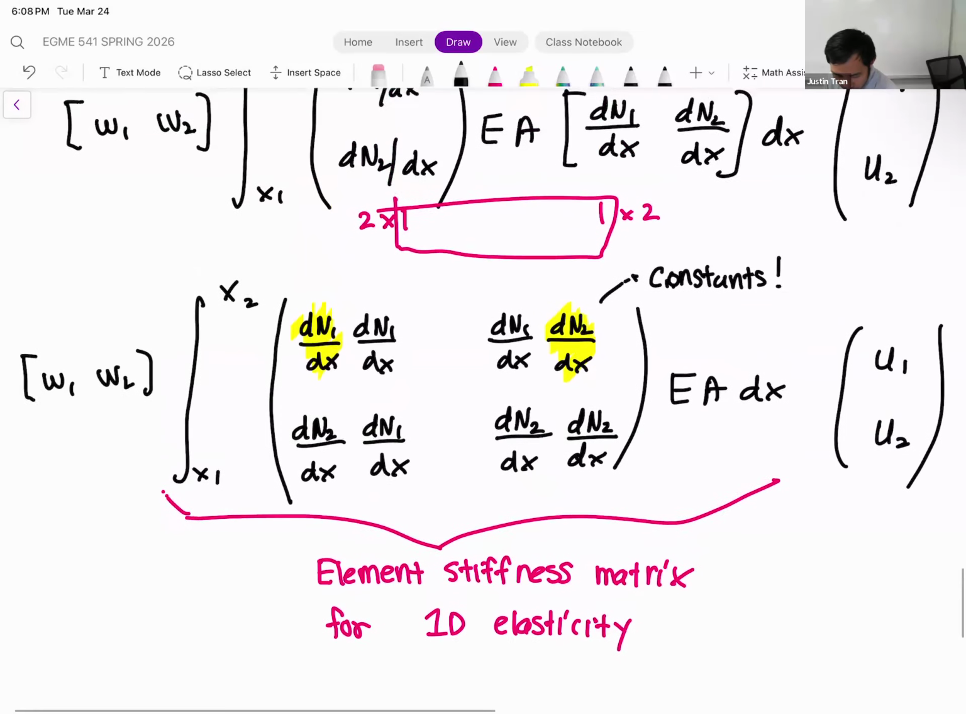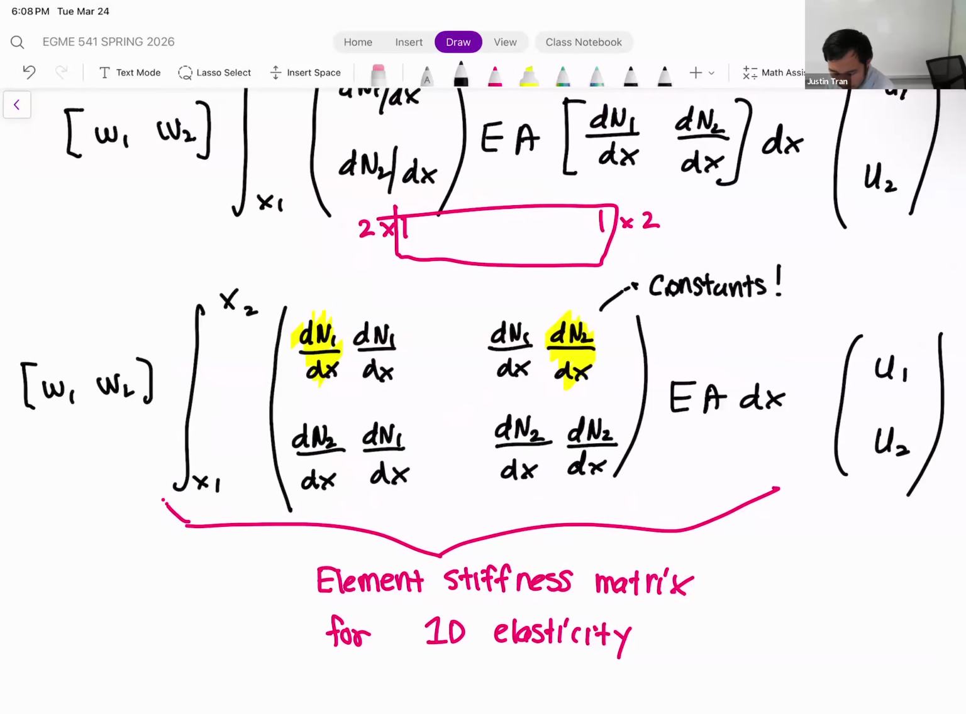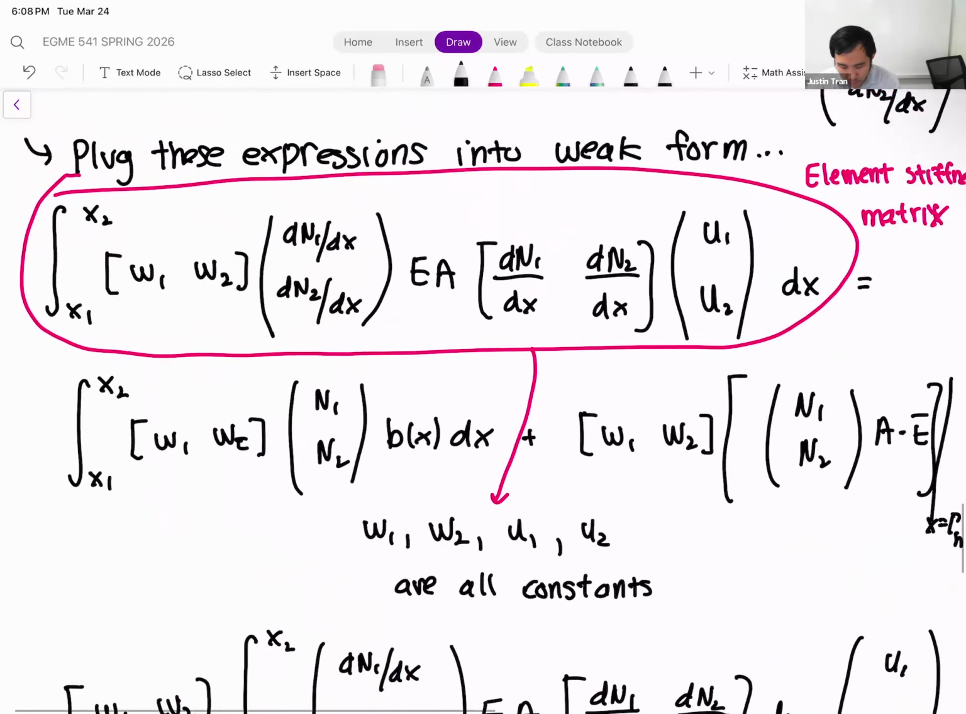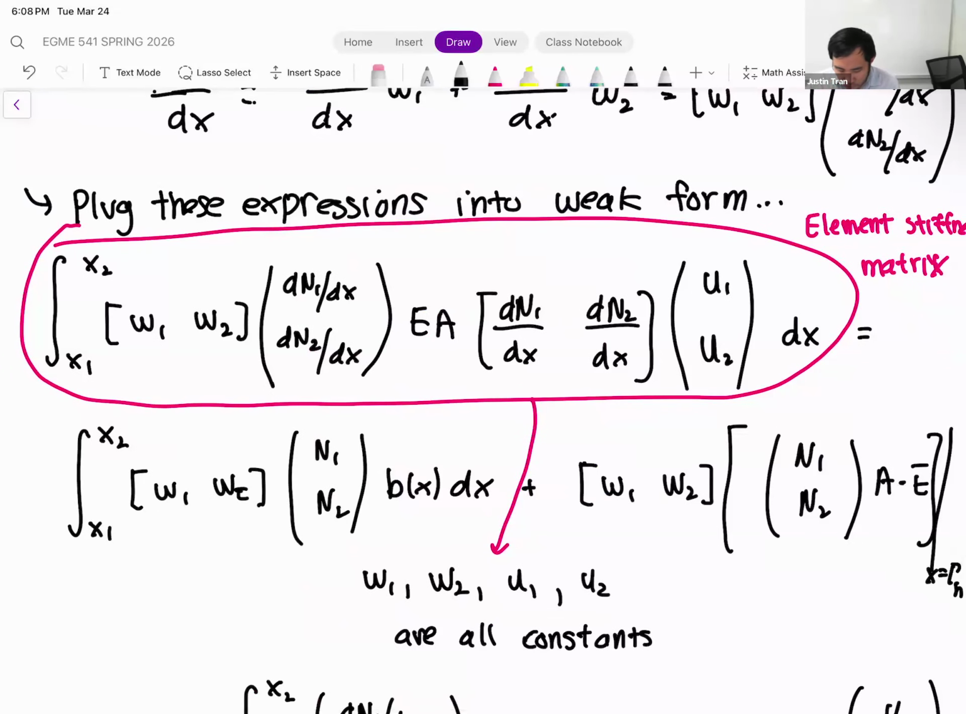Any questions on anything up to this point? Okay, good. So that's the first integral in our expression, and that gives us our element stiffness matrix. Let's look at all the other terms in this expression now as well.